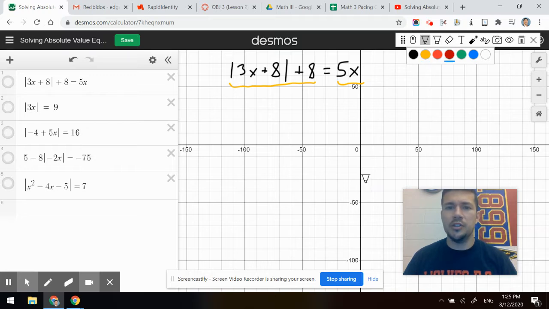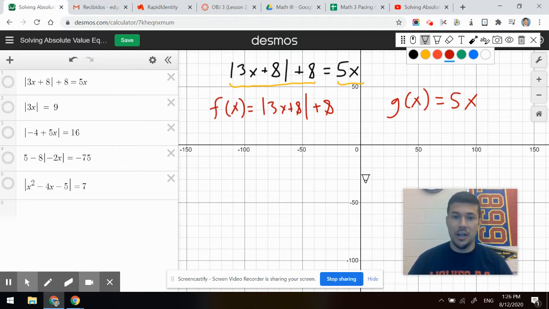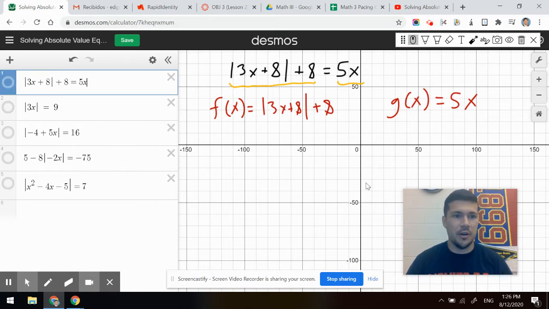I'm going to treat this absolute value equation as if I was looking at two functions. My first function, let me call it f of x: f of x equals absolute value of 3x plus 8, and then plus 8. And then I'm going to think also about the linear function g of x equals 5x. What I was saying in the previous video is that if you take f of x and g of x and find where they intersect, then you have found the solution to this equation. And we'll actually get to see that right here.